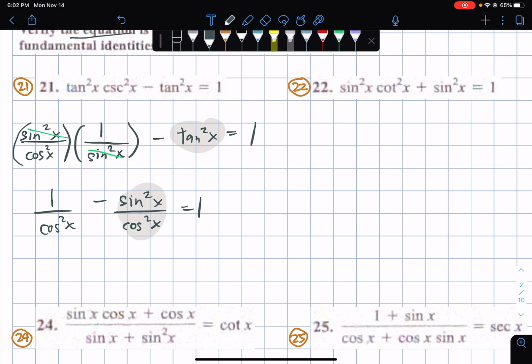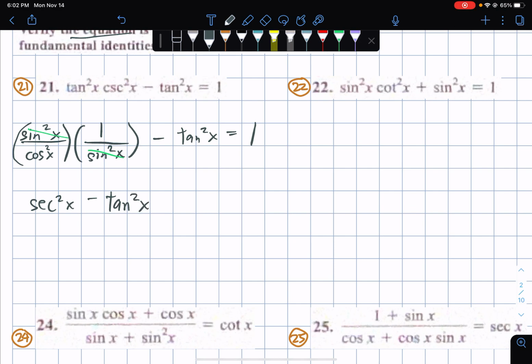Where are we? Okay, number 21. Actually, let's not do this. 1 over cosine could be written as this. According to identities, this could be equal to 1 already.